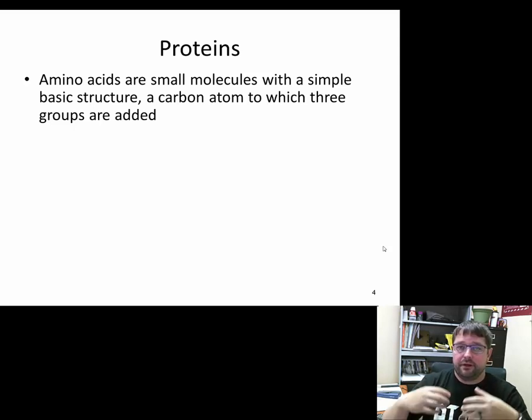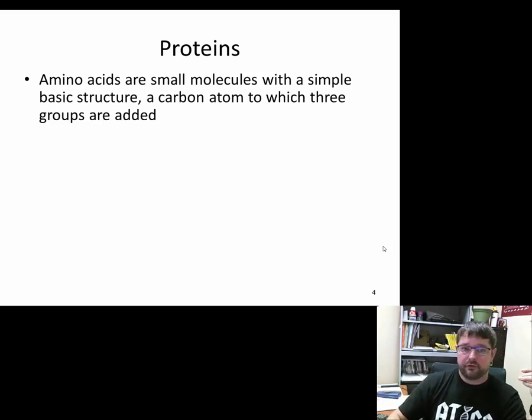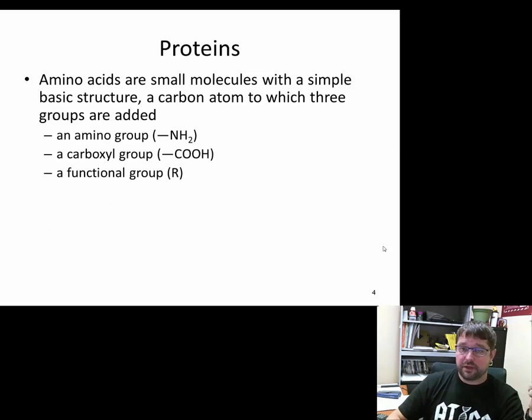So again, the amino acid is the small molecule or the simple structure. But even on top of that, amino acids are made of other smaller structures: an amino group, a carboxyl group, and then a functional group. Now, all amino acids are made of amino groups and carboxyl groups. And what determines what amino acid you're dealing with, whether that's valine or lysine or whatever amino acid there is, there's 20 of them, and we'll talk about them in later lectures.